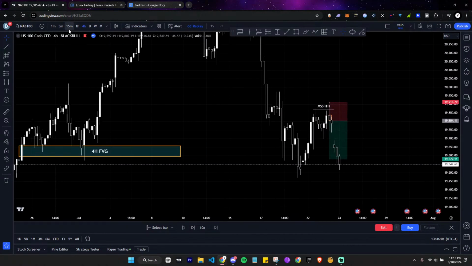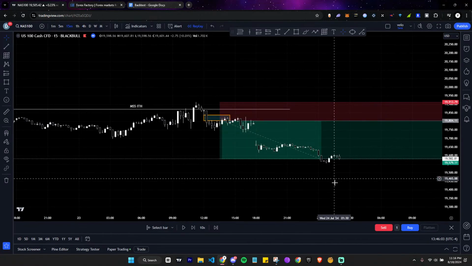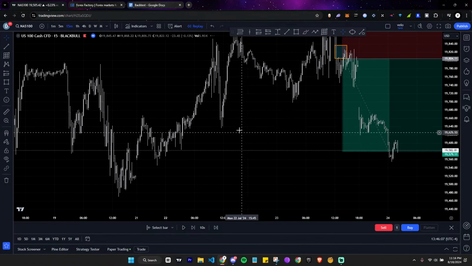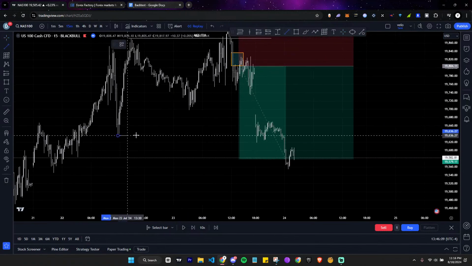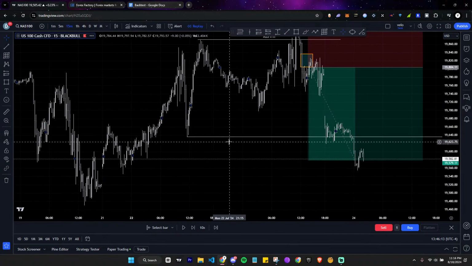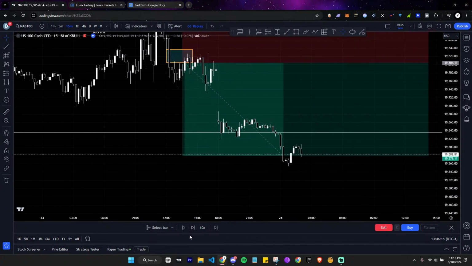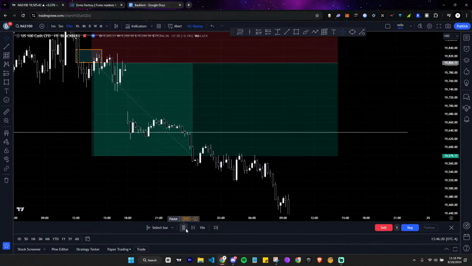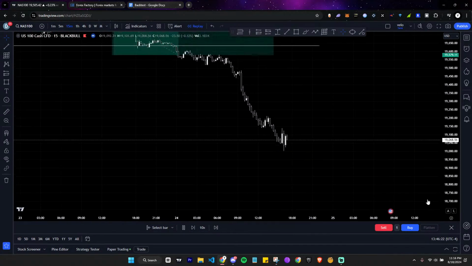Okay, so now let's go back and look for a sweep. So let's see if price retests this level. There's a swing high, swing low, I guess that's our liquidity in other words. So now let's see if it retests this level, or will it continue to run? Seems like it's continuing to run. Yep.